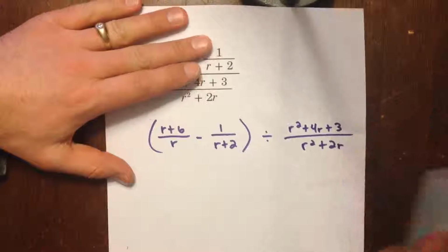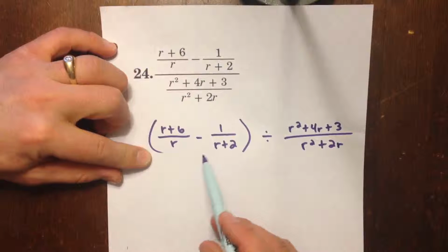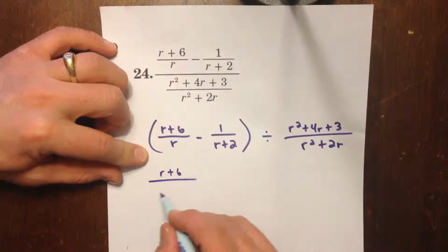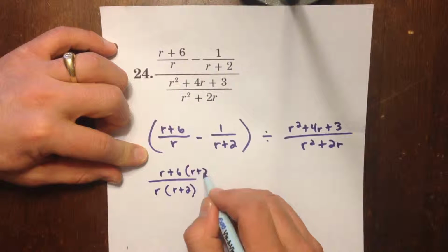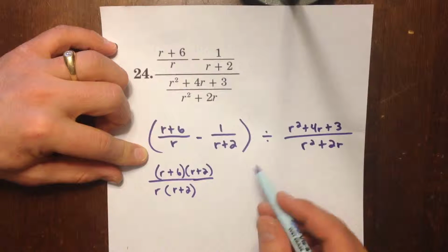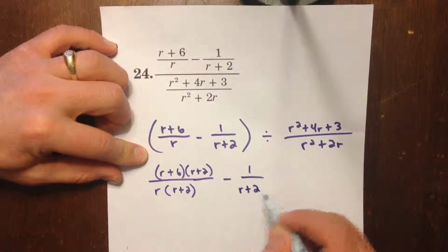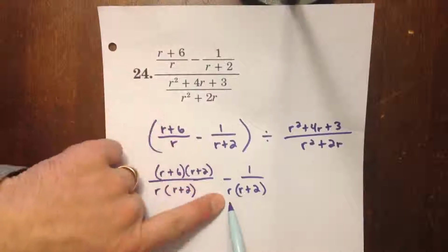Okay. Here we go. So, our common denominator, I got to multiply this one by r plus 2. I'm writing kind of small. Minus. So this one already has the r plus 2. All it needs is r.